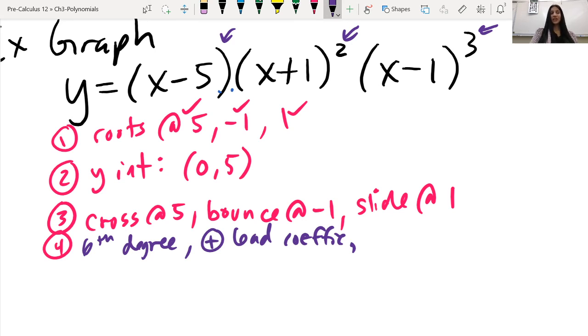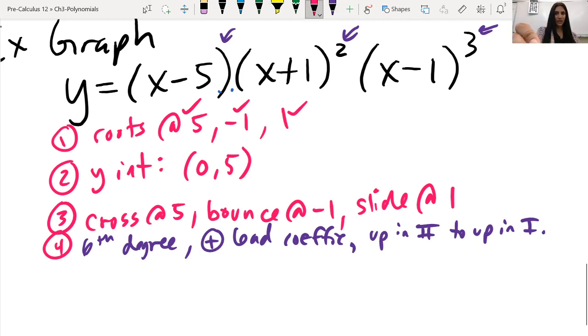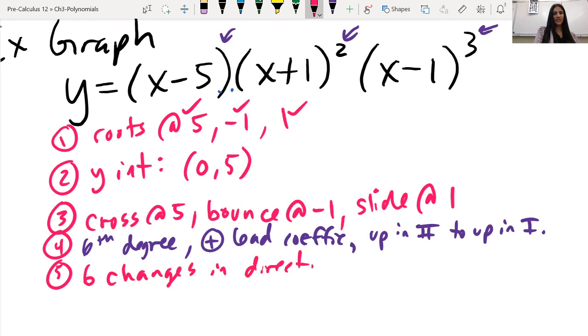Because it's a 6th degree, so even degree and positive lead coefficient, it would go up in quadrant 2 to up in quadrant 1. So it's like a W or a U or that type of shape. Okay. And then for the next one, since it's 6th degree, I'm going to say 6 changes in direction. And that is totally your choice. If you prefer the turning points, it would be 5 turning points.